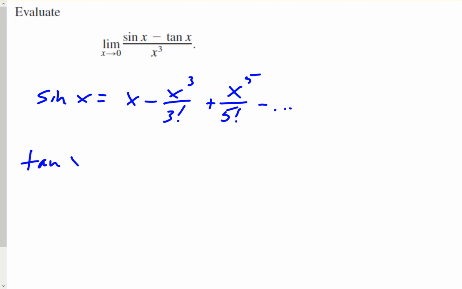So tan x was x plus 1/3 x cubed, I could say is x cubed over 3, plus 2/15 x to the 5th.